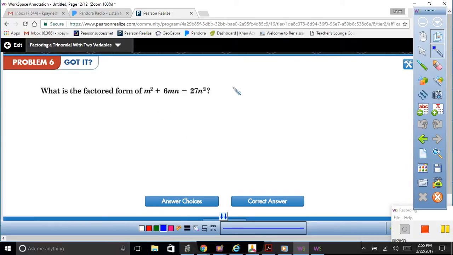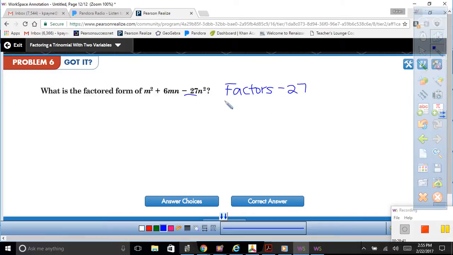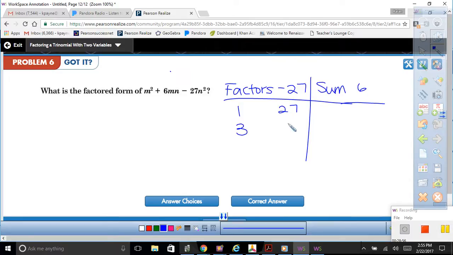Okay, so again, we're looking for the factors of the last number, which in this case is negative again, that have a sum of your middle number, which is 6. So the factors of 27, we're going to ignore the negative while we write the factors, just 1 times 27, not 2 or 3 times 9, and that's it. It's not divisible by 4 or by 5 or 6 or 7 or anything else. So that's it. Those are our factors.